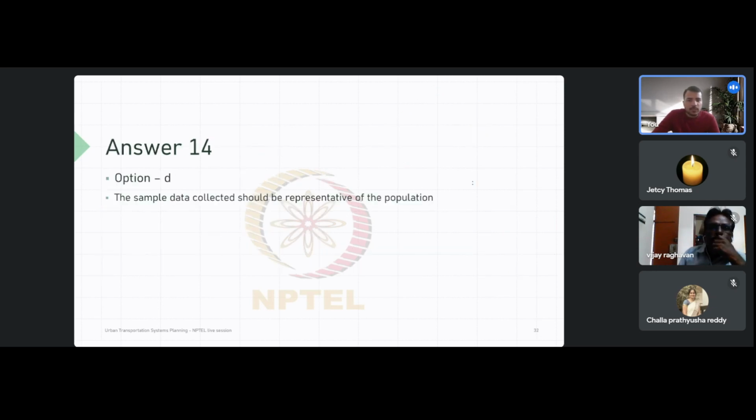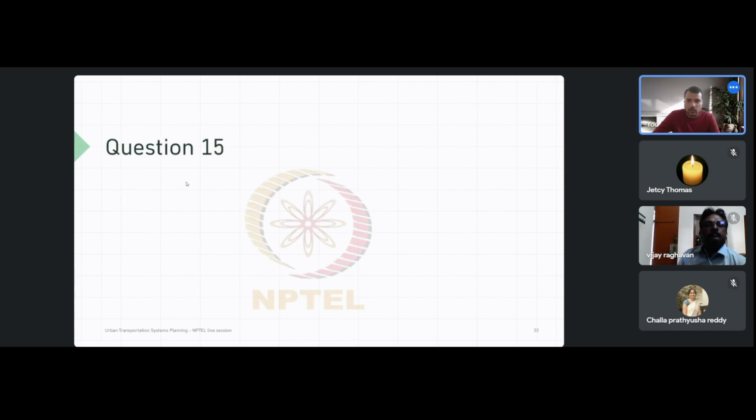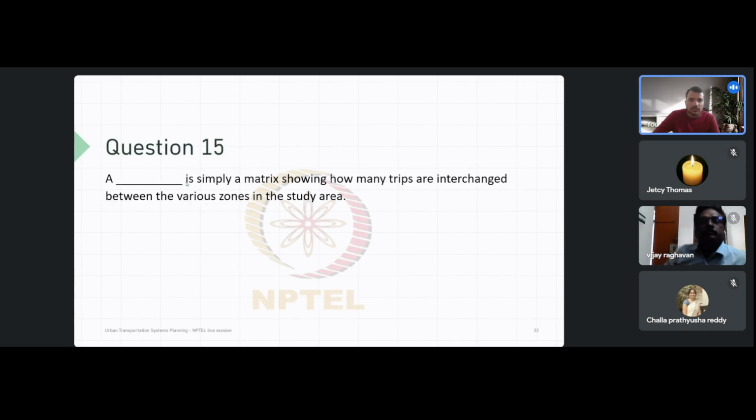The sample data collected should be representative of the population. So option D is correct. Only option D is correct. Other options were incorrect. So question 15: it is simply a matrix showing how many trips are interchanged between the various zones in the study area.